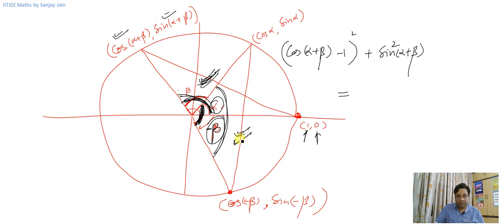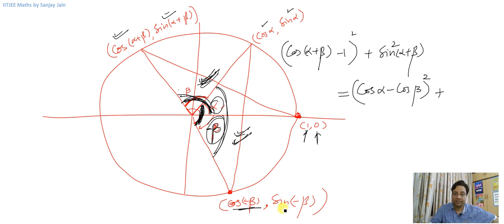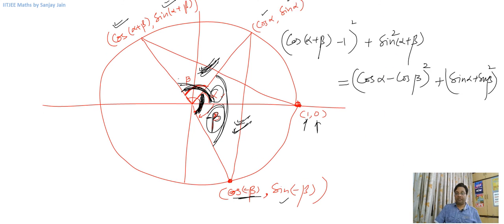For the length of this chord, what I'll do is cos alpha, and cos of minus beta is nothing but cos beta. So cos alpha minus cos beta squared plus sin alpha, this is minus sin beta, so sin alpha minus of minus sin beta, so it will be sin alpha plus sin beta squared. Now I'm not applying the square root on this side also because I've squared both sides. So this is a relation that I've got.